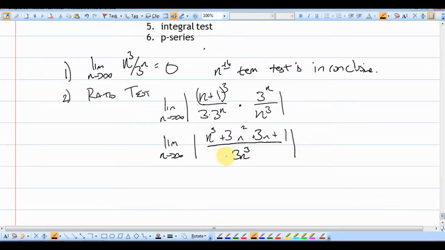Okay, so this is another case of the same thing. It doesn't matter what you do here. You can look at the lead term over the lead term. N cubed over 3n cubed simplifies to 1/3. You can use L'Hopital's rule 3 times. No matter what you do, you should get 1/3. Since 1/3 is less than 1, the series is going to converge.